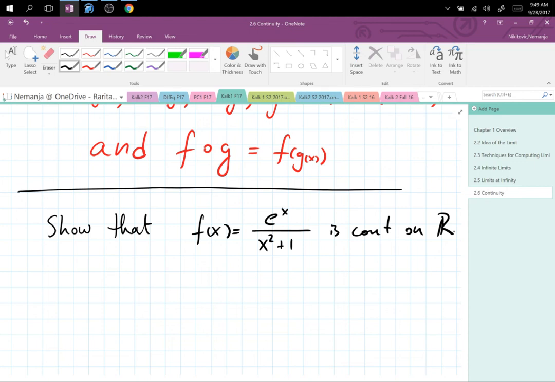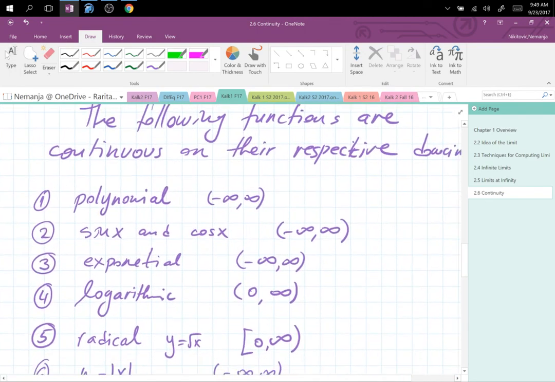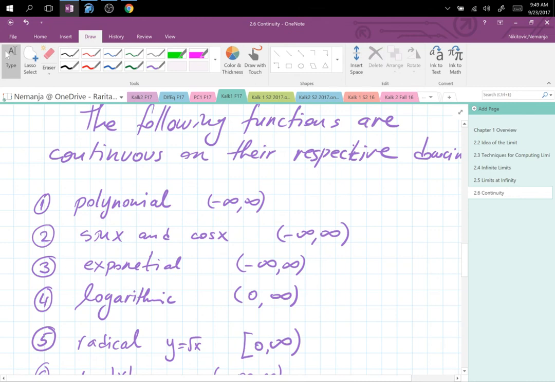So what do you do? You will state that e to the x is continuous by the theorem. Where's the theorem? I scroll up. Here it is, in purple, right? So e to the x is continuous by the purple theorem. You can't call it the purple theorem in Calc 2, but you can call it that now.